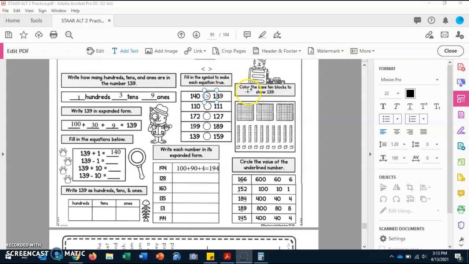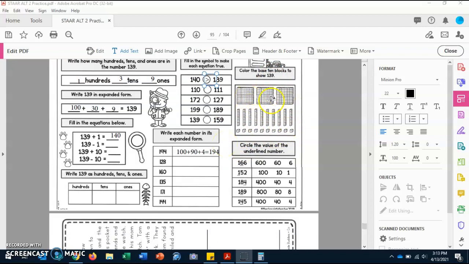In this part over here, it's telling you to color the base 10 blocks to show 139. So we know that these are hundreds. How many are you going to color? How many hundreds do we have? Here are 10. How many tens do we have? So it's 130. So how many? And then our ones are 9. So how would you put it down here? So that is what you will do in this one.